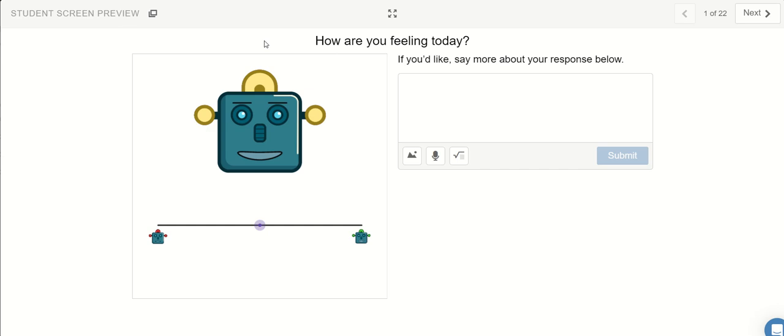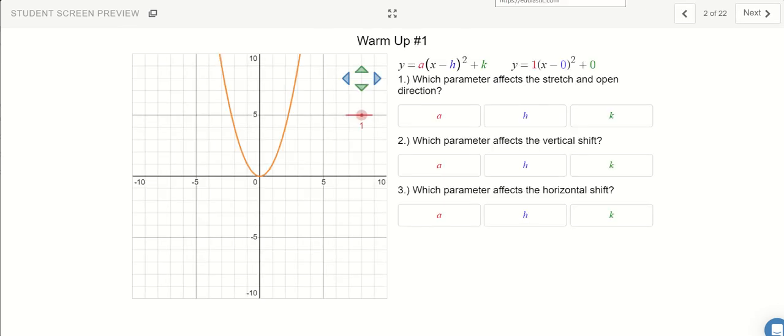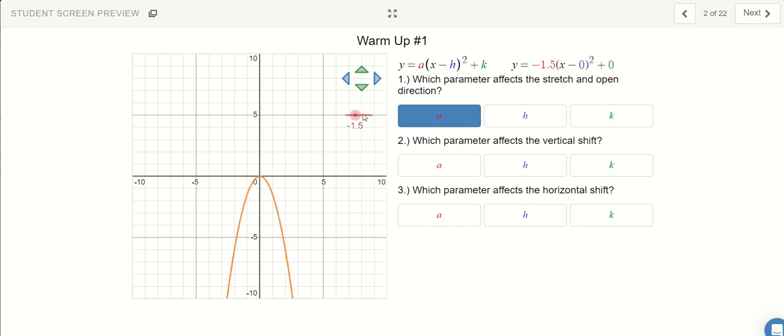Alright, in this video we'll be going over investigation 9.1.3. So just a quick recap. Know that the A value, the red letter, adjusts the stretch and direction. So again, I can make it narrower, I can make it flatter, I can flip it upside down. So the A value affects how much it stretches, right? If I mess with A, the number in front, I can make it wider or I can make it stretchier.